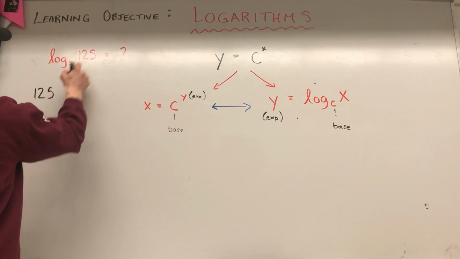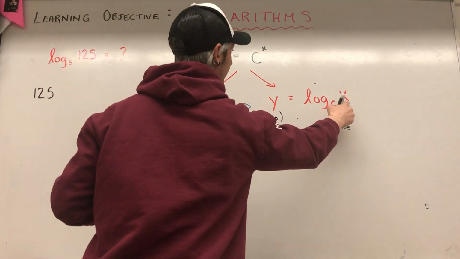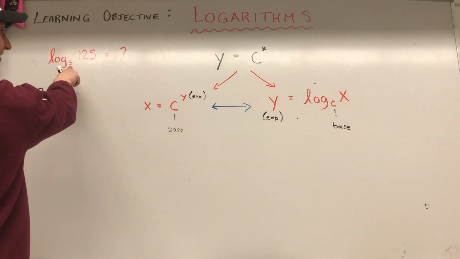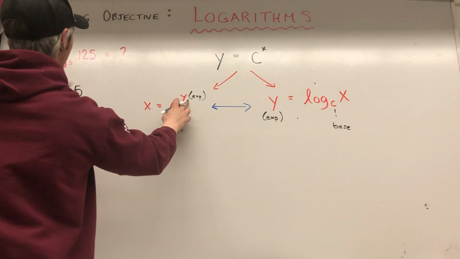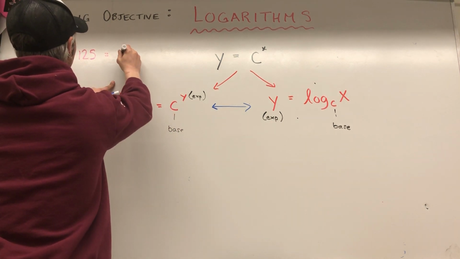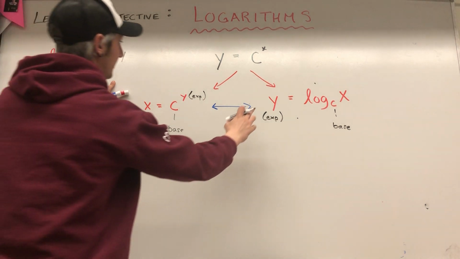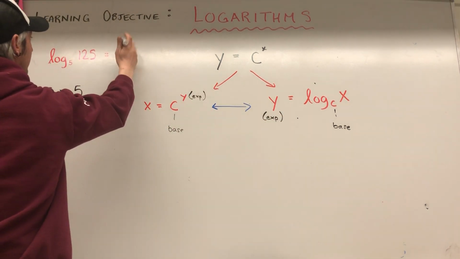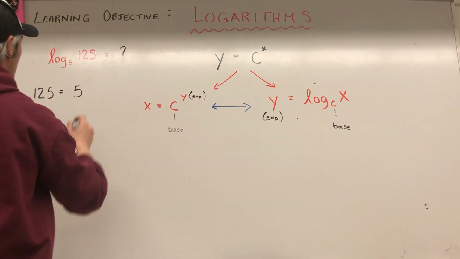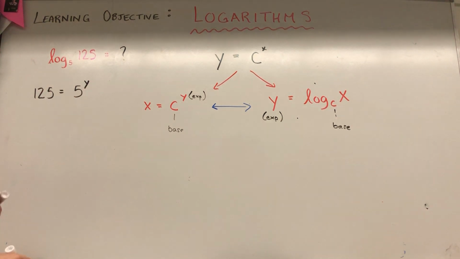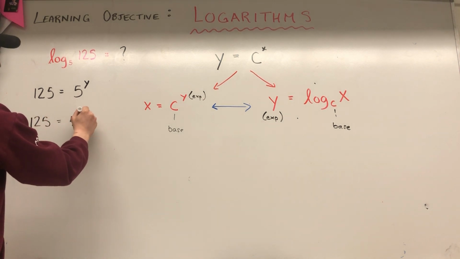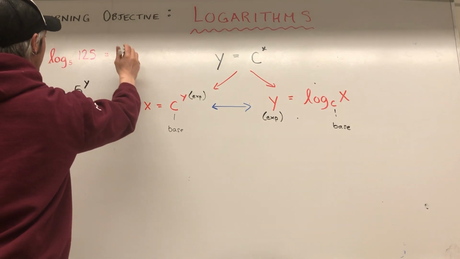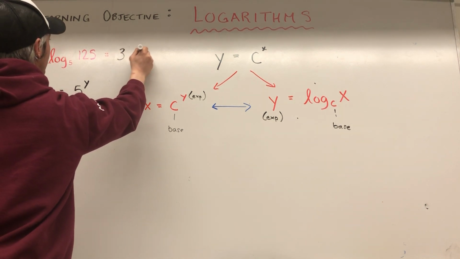125, which is my x, whatever's beside my log, that's my x. That's my base, so it's equal to 5 to the power of y. Now the question mark could have just been y here, but we're trying to calculate y, so y is our variable. 5 to the power of what gives 125? Well, if I know my math, I know that 5 cubed. Therefore, this is equal to 3, which is equal to y.